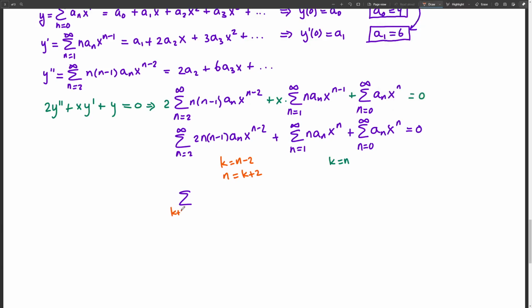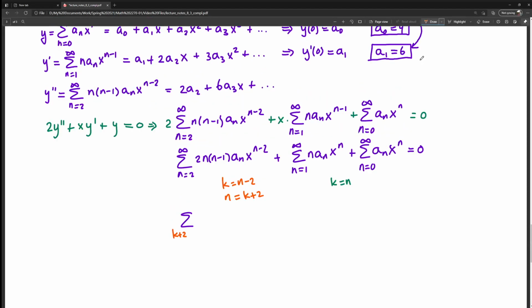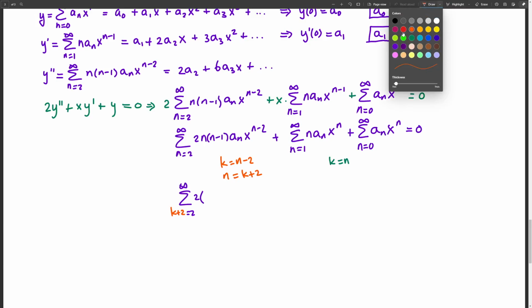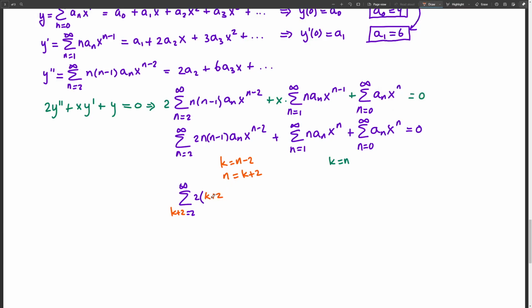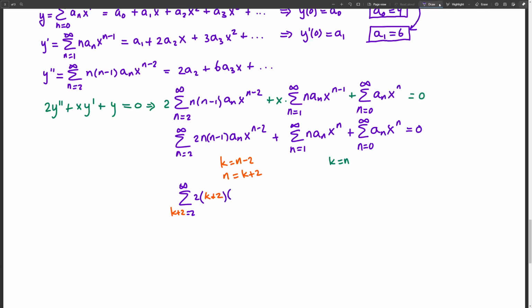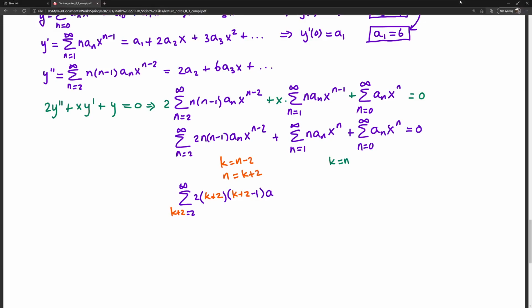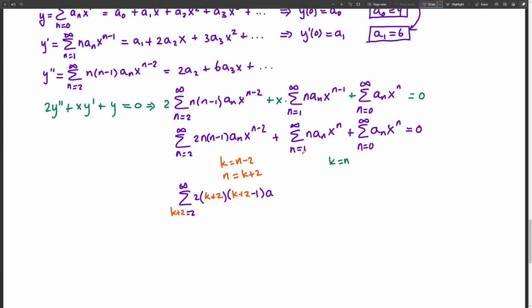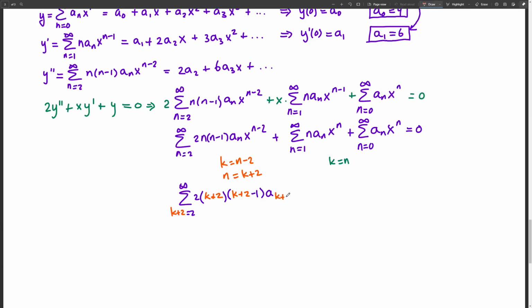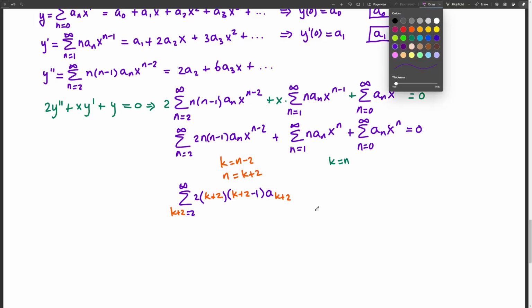So that first sum now changes into the sum from k plus 2 equals 2 to infinity of 2 times k plus 2 times k plus 2 minus 1, and then it's a sub k plus 2, and then we have x to the power k.